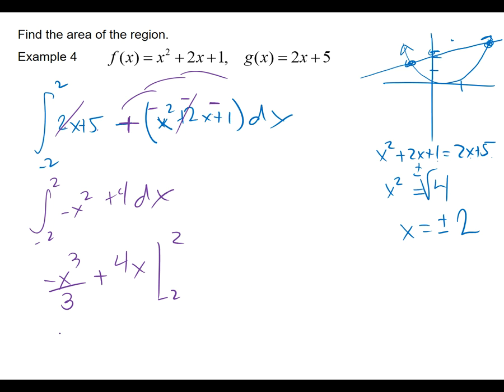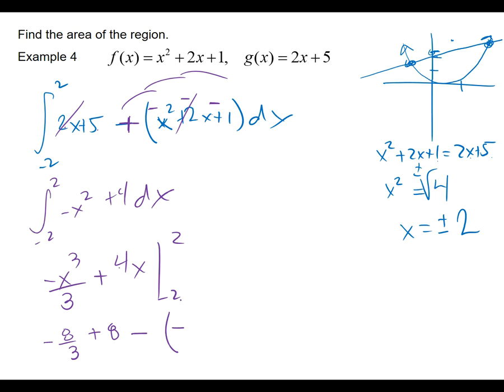Alright, what number is going to go in first? 2. Positive 2. So 2 cubed is 8, and the negative 8 comes from the negative in the problem. 4 times 2 is 8, minus, and we have to put parentheses, good.